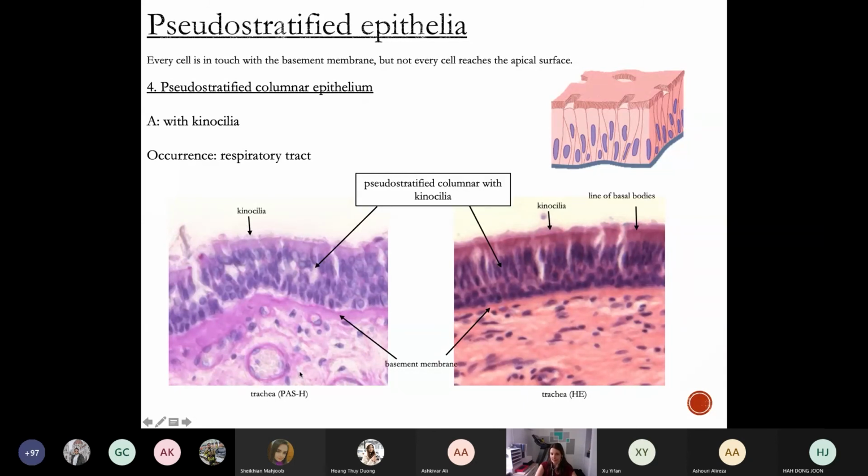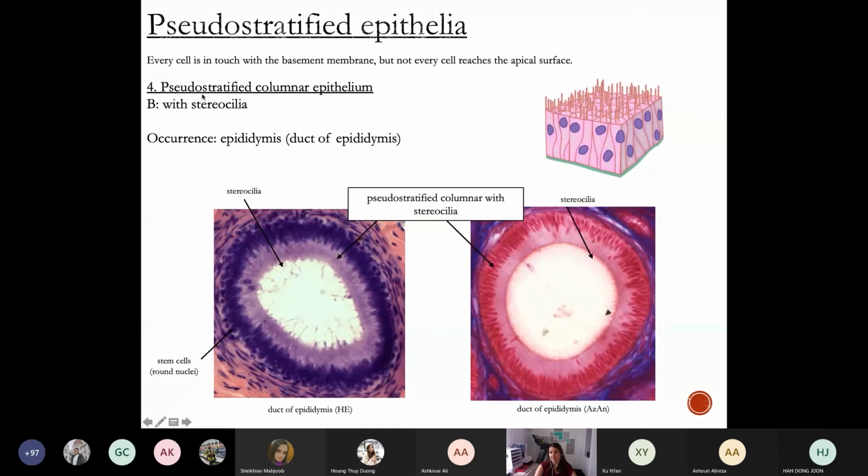So pseudostratified columnar epithelium we have either with kinocilia. This is very characteristic for the respiratory system, for example the trachea, but other parts of the respiratory system also have this kind of epithelium. And pseudostratified columnar epithelium can exist also with stereocilia. This is found in the duct of the epididymis in the male.